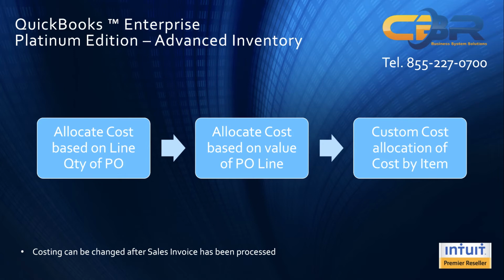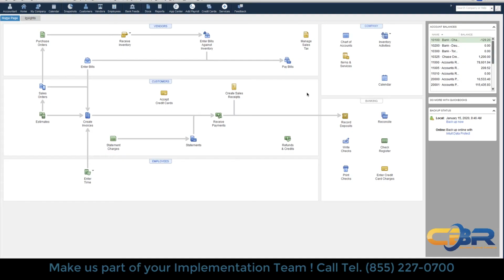So having talked about this conceptual process, I'd like to actually open up QuickBooks now and show you what this will look like in the QuickBooks Enterprise Platinum Edition with Advanced Inventory. So now I've opened up QuickBooks Enterprise Platinum Edition. This is the catalog of the Intuit product line with regards to QuickBooks. QuickBooks Enterprise comes in Silver, Gold, and Platinum. And these various flavors offer payroll support and advanced inventory support.